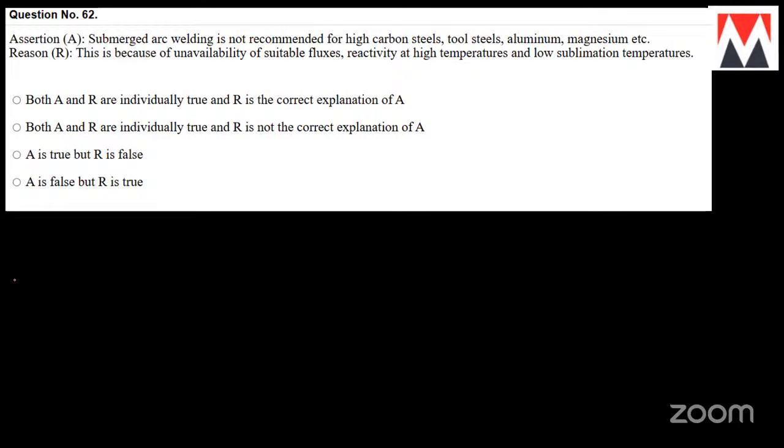Suitable fluxes will not affect it much. You will be using suitable fluxes only. You'll already be covering it completely, then you'll insert this electrode deep into it. After it is welded completely, the oxide layer itself will act as a shield. Now, low sublimation temperatures are not there. Generally, they will be melted deeper inside. That is why they have higher temperature itself. So A is false, B is true.